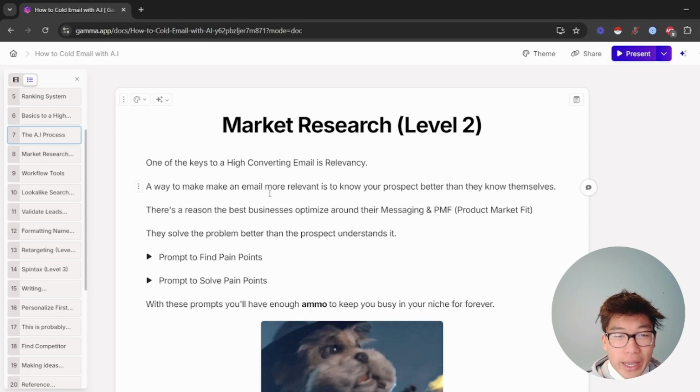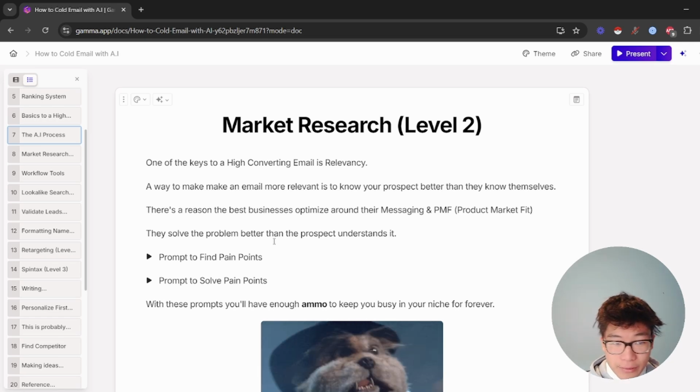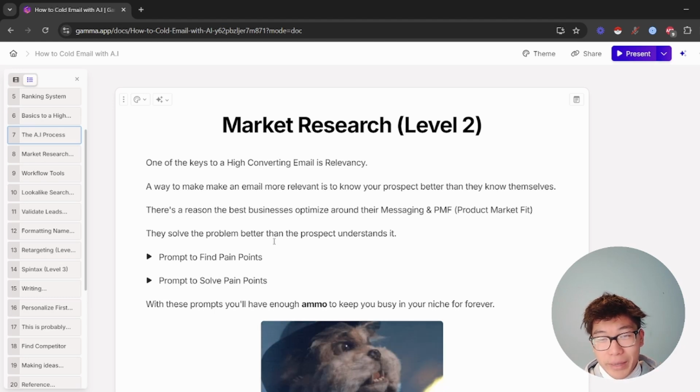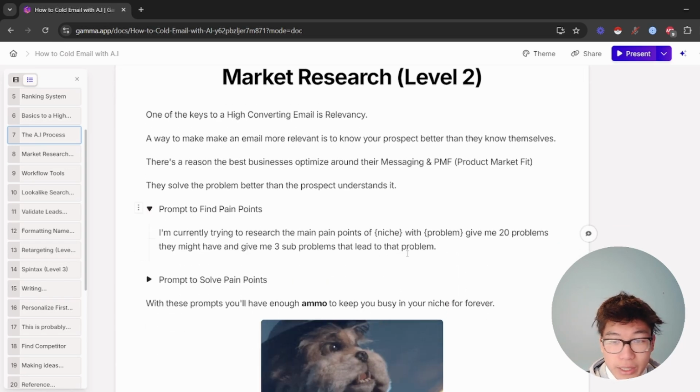One of the keys to a high converting email is relevancy. A way to make an email more relevant is to know your prospect better than they know themselves. There's a reason the best businesses optimize around their messaging and product market fit, i.e. Y Combinator, and basically everything they've ever done is just product market fit. They solve the problems better than the prospects understand themselves. So, prompt to find pain points. This is a very simple prompt, and it'll just give you a general idea.